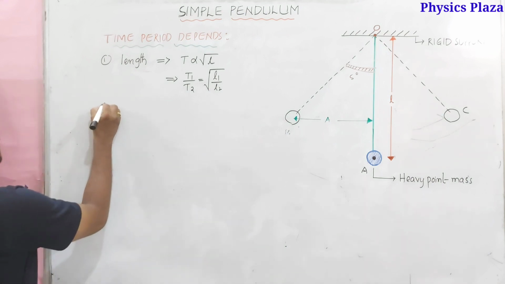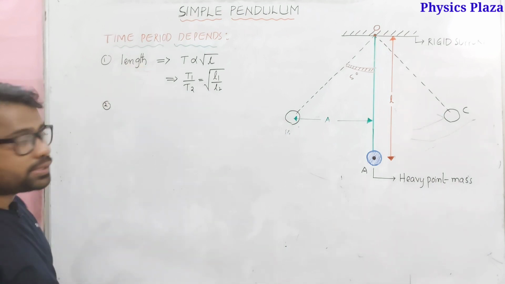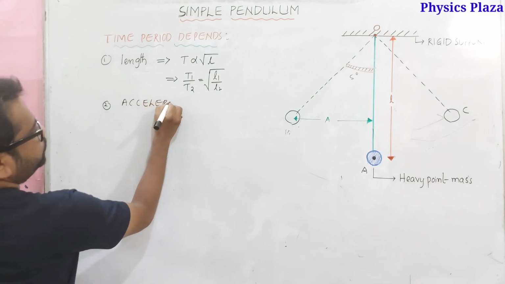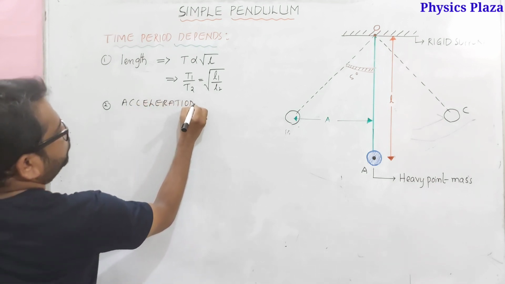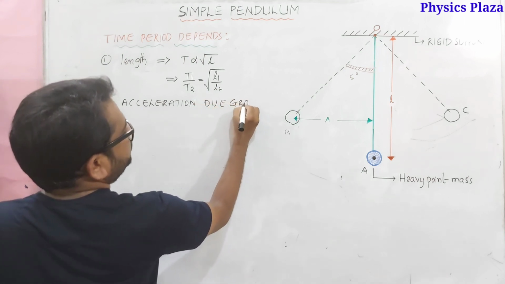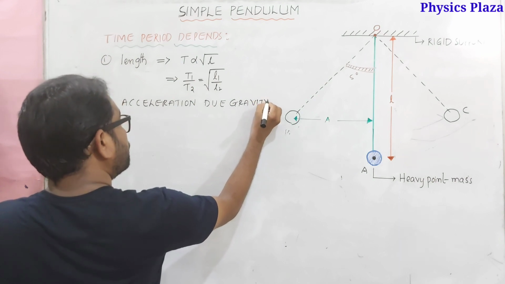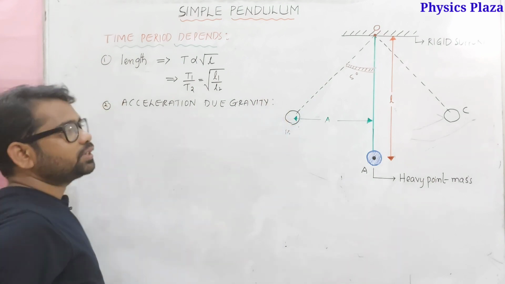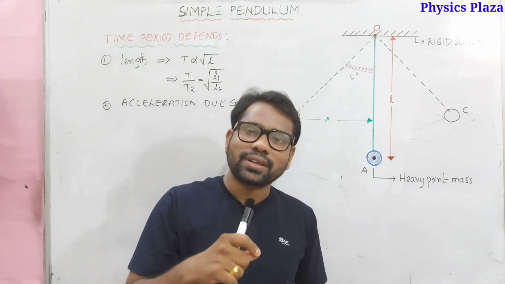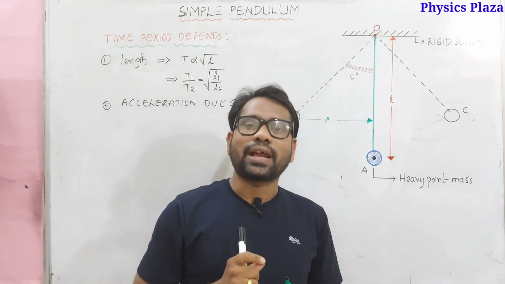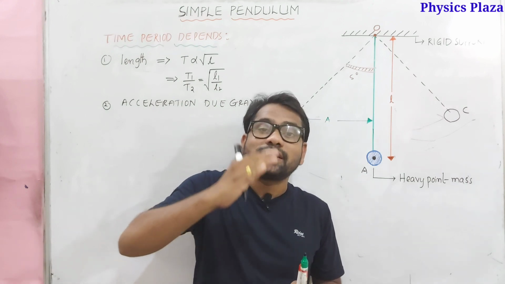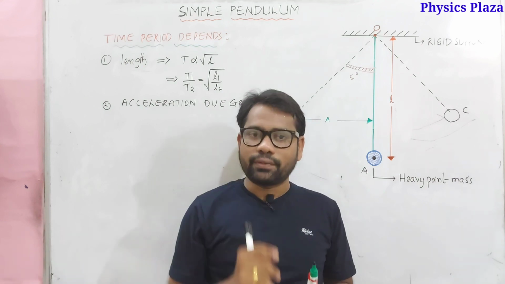Okay, fine. Now the second factor on which the time period depends is the acceleration due to gravity. Here we may get one doubt: how does it depend on acceleration due to gravity? Children, in motion in 1D, again we will be discussing what acceleration due to gravity is. The acceleration produced in a freely falling body due to gravity is called acceleration due to gravity. Now we will see how the time period is related to the acceleration due to gravity.